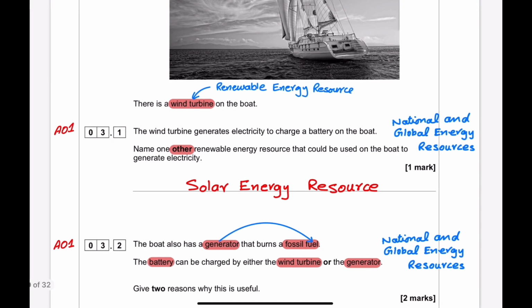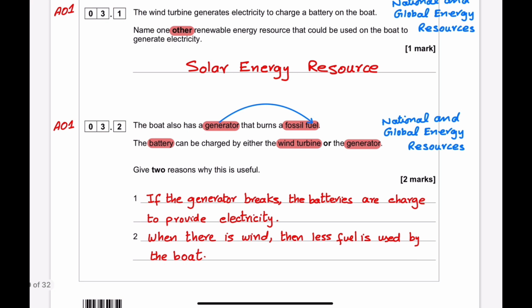Let's see the model answer. If the generator breaks, the batteries are charged to provide the electricity to the boat. And when there is wind, the kinetic energy of the wind can be used. Then less fuel is used by the boat through the generator.